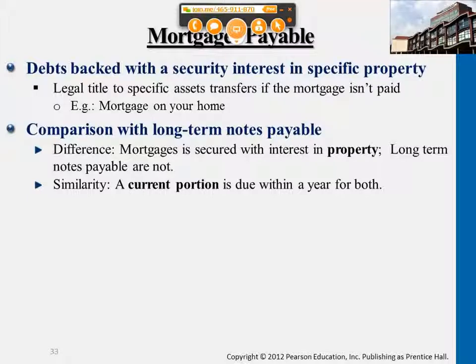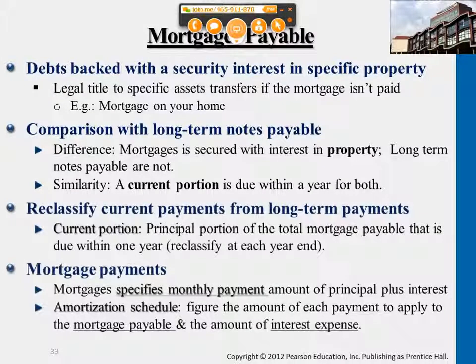Okay, so if we compare this to long-term notes, again, mortgages are backed up by property. Long-term notes payable doesn't have this characteristic. They do have similarities in the sense of the current portion part. So for mortgages, whenever we sign it off, we also estimate what part will be paid off in the following year. And we reclassify a part of mortgage payable into current portion of mortgage payable. Okay, so this relationship here is similar to long-term notes payable.